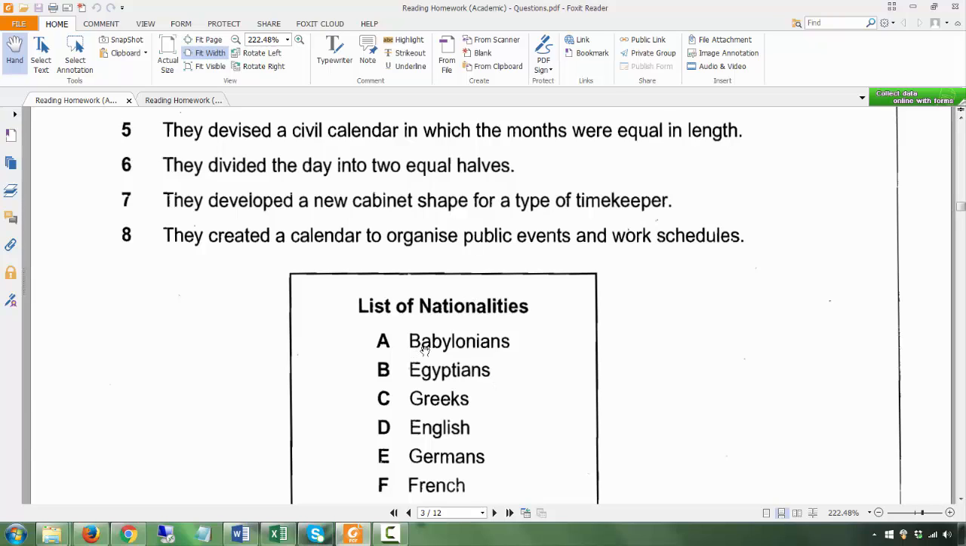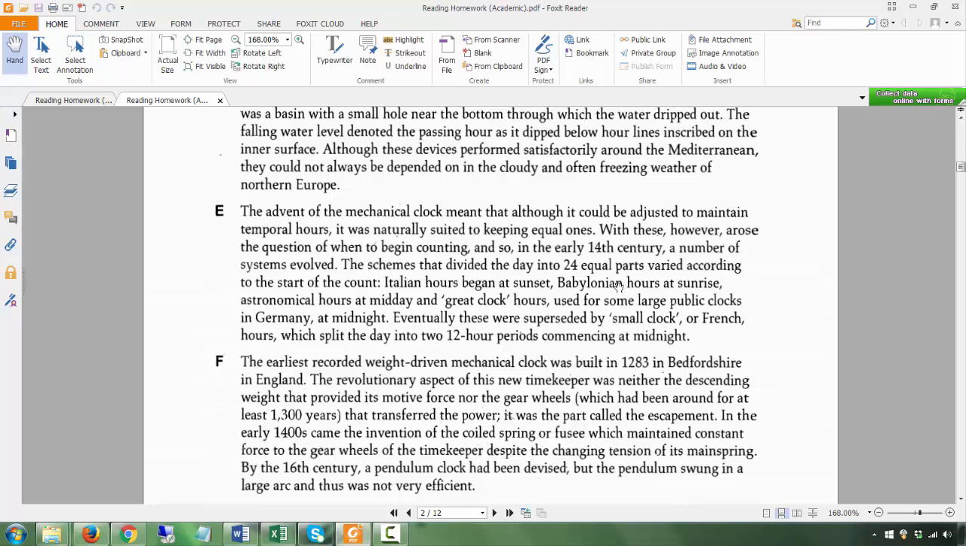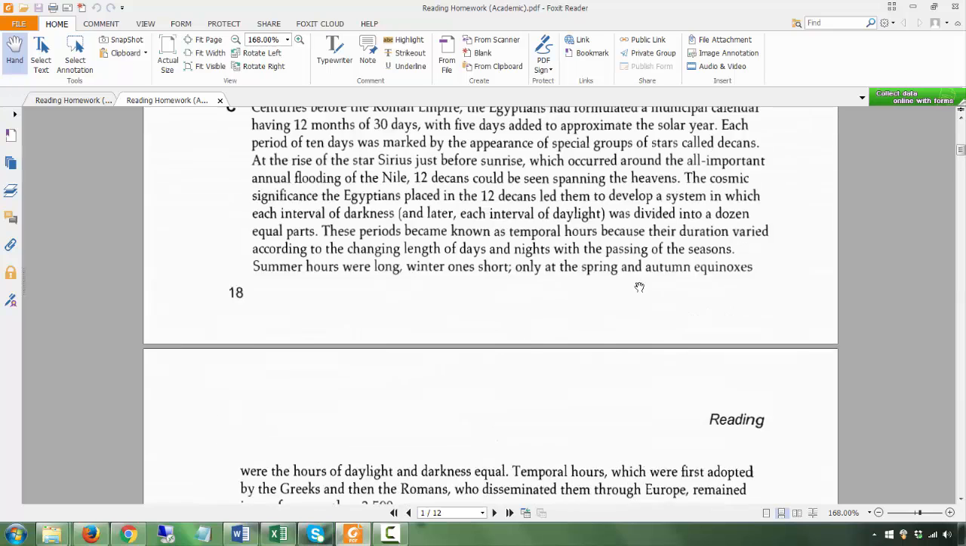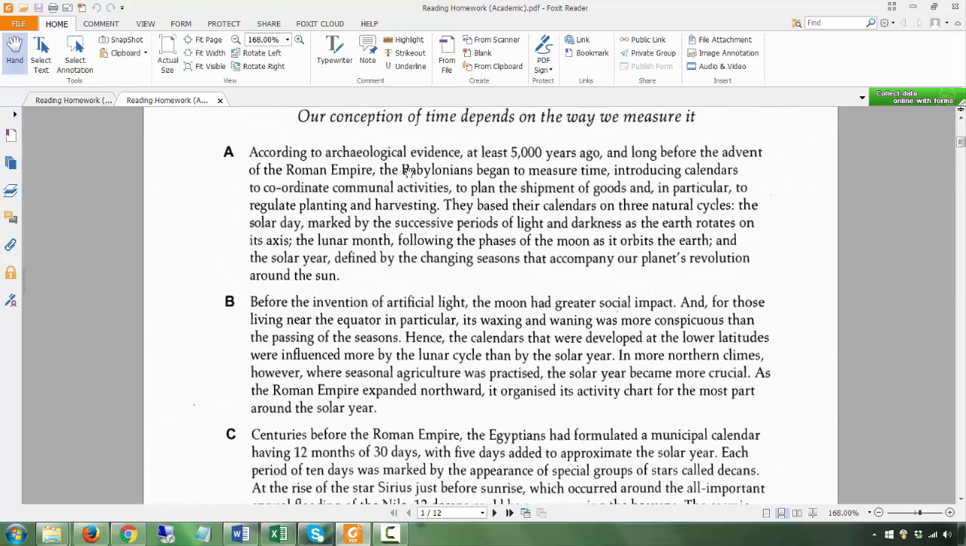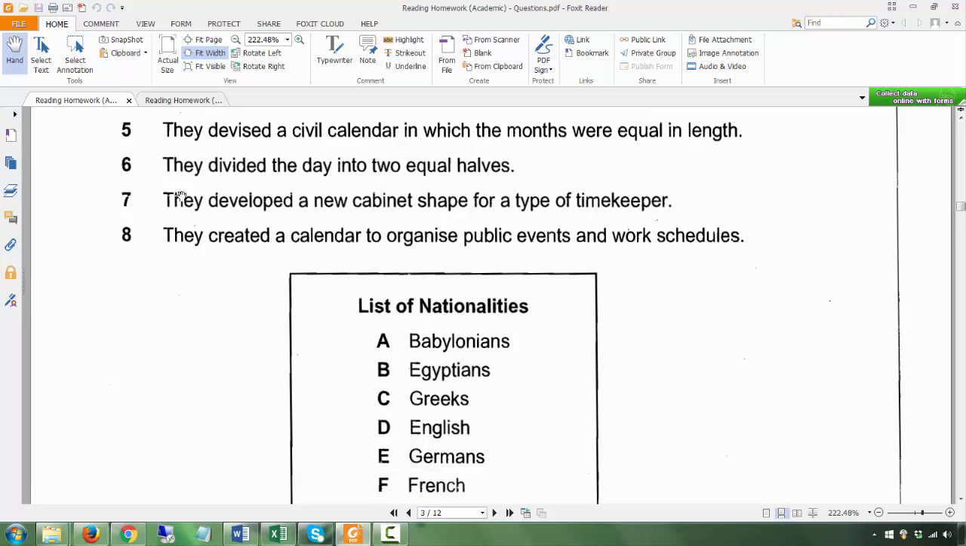In this case, we don't have people's names, but we have Babylonians, Egyptians. Even just now, we came across Babylonian hours. Maybe there are other Babylonian words. And Egyptian. Okay, they devised a civil calendar in which the months were equal in length. Some keywords: civil calendar, months equal in length. The answer is B, Egyptian.